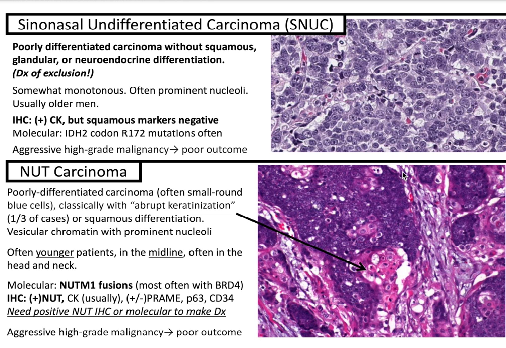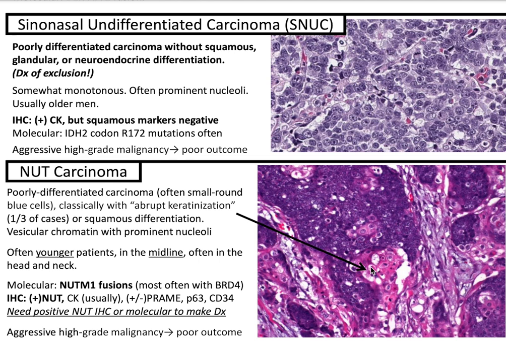It's a poorly differentiated carcinoma, often small round blue cells, as you can see here, but classically with abrupt keratinization in a third of cases, as you can see here. This vesicular chromatin with prominent nucleoli. It's often younger patients in the midline, often in the head and neck.